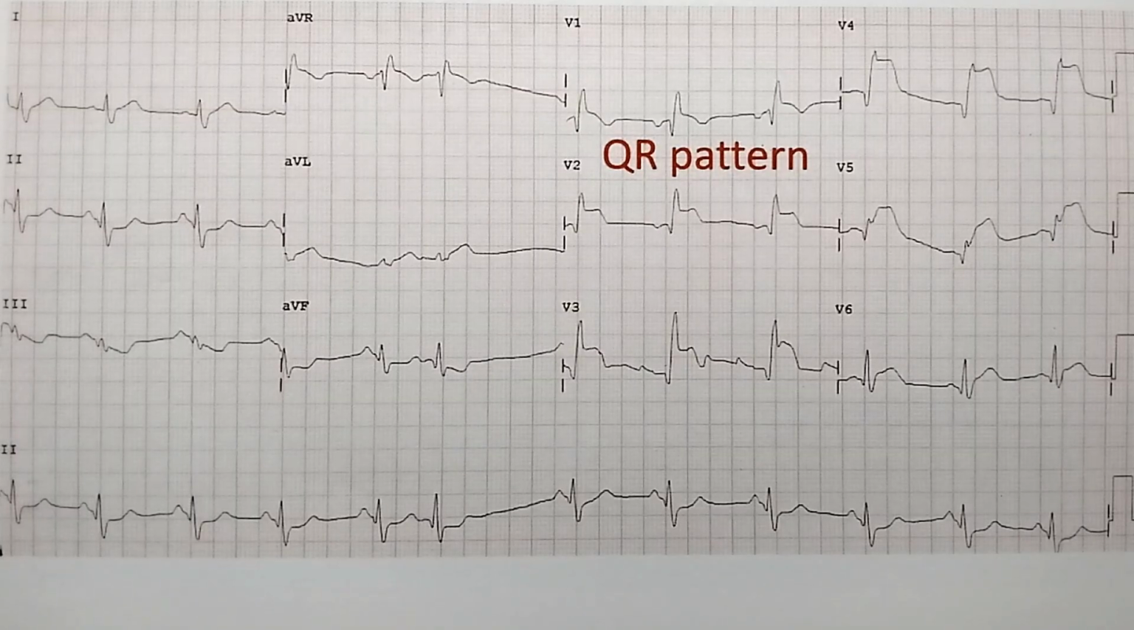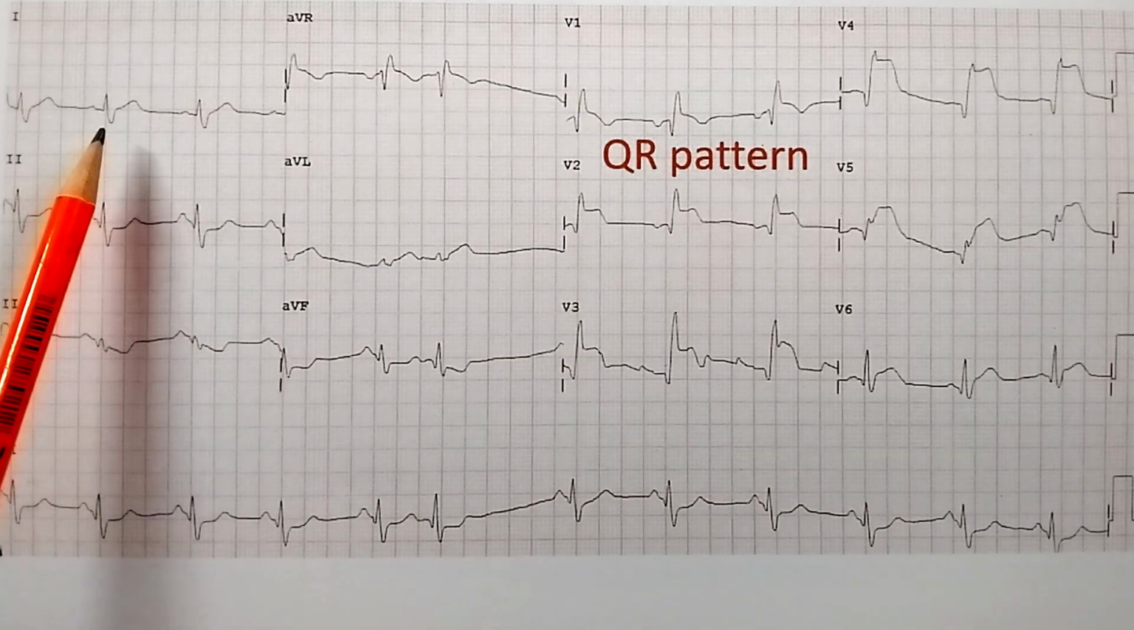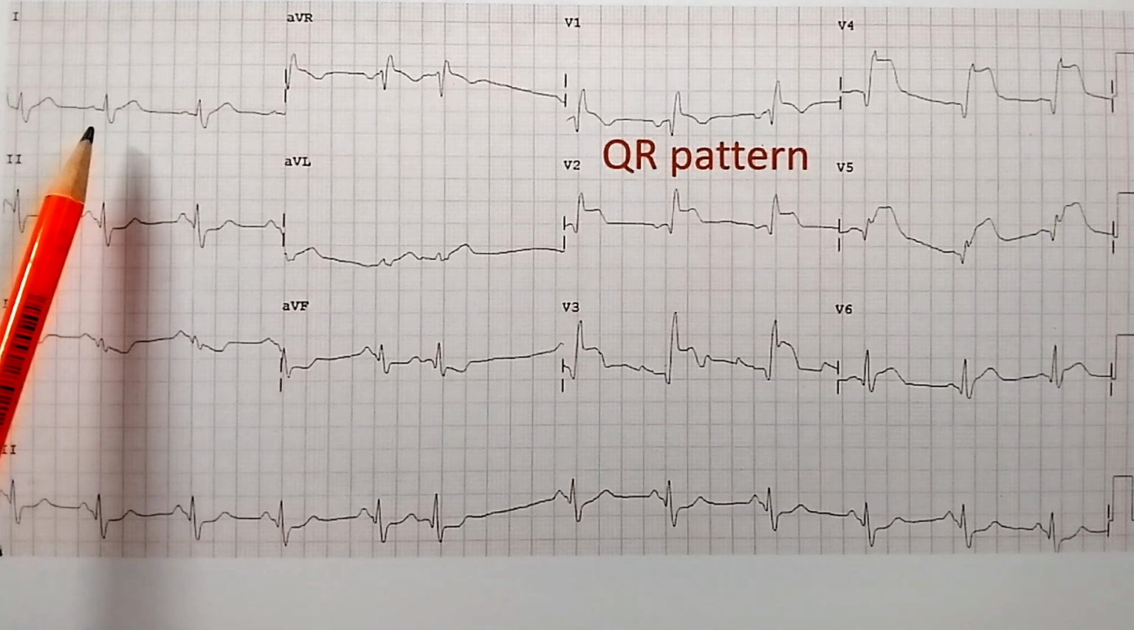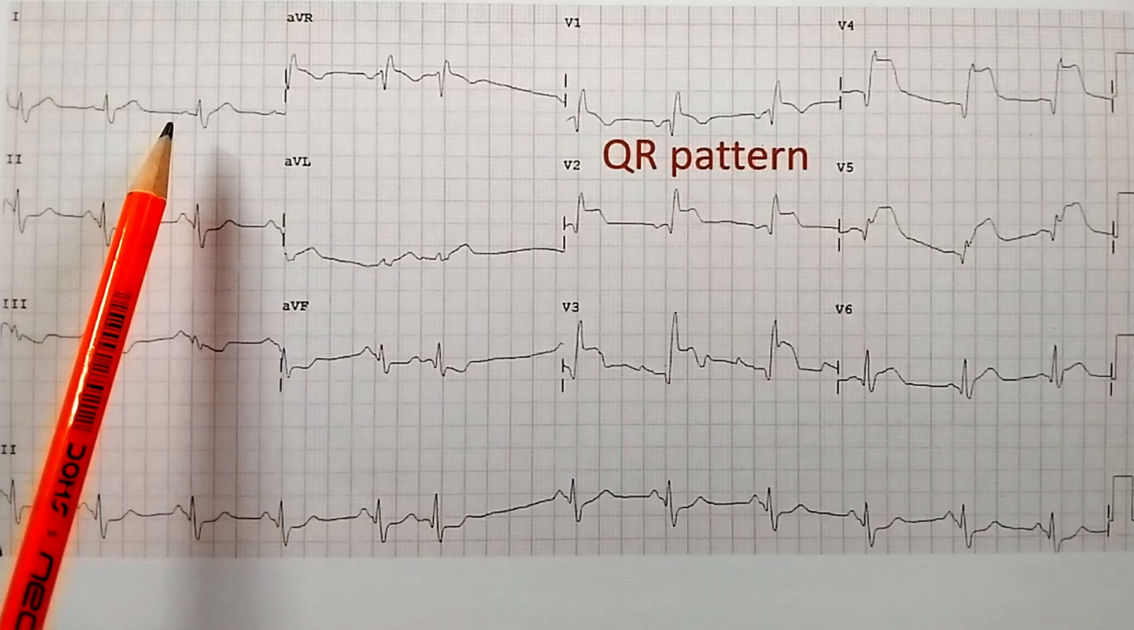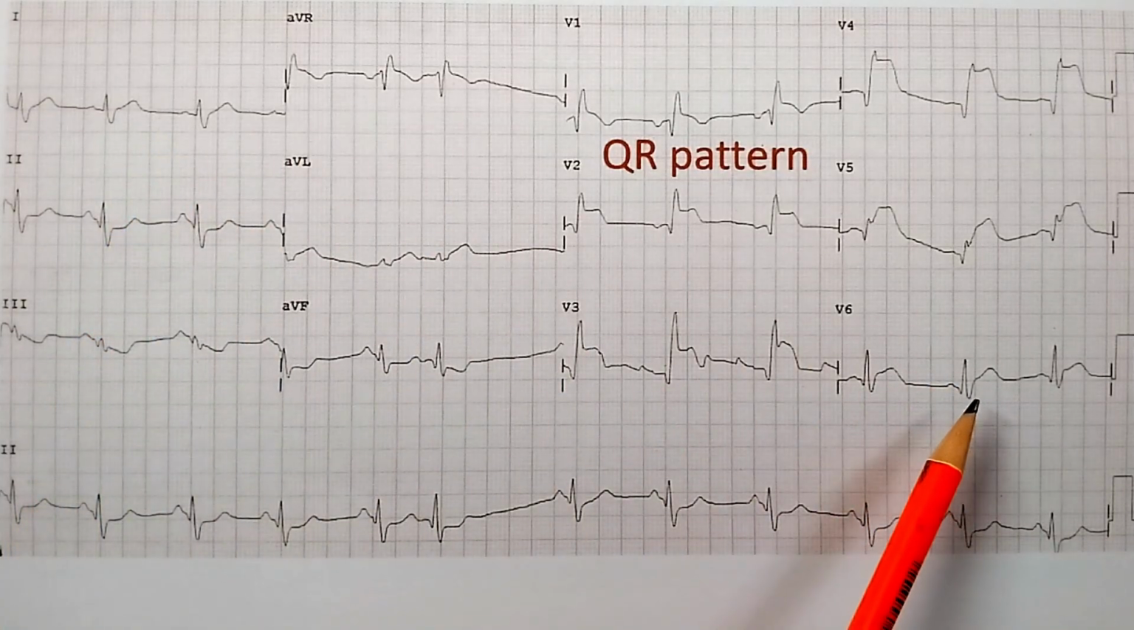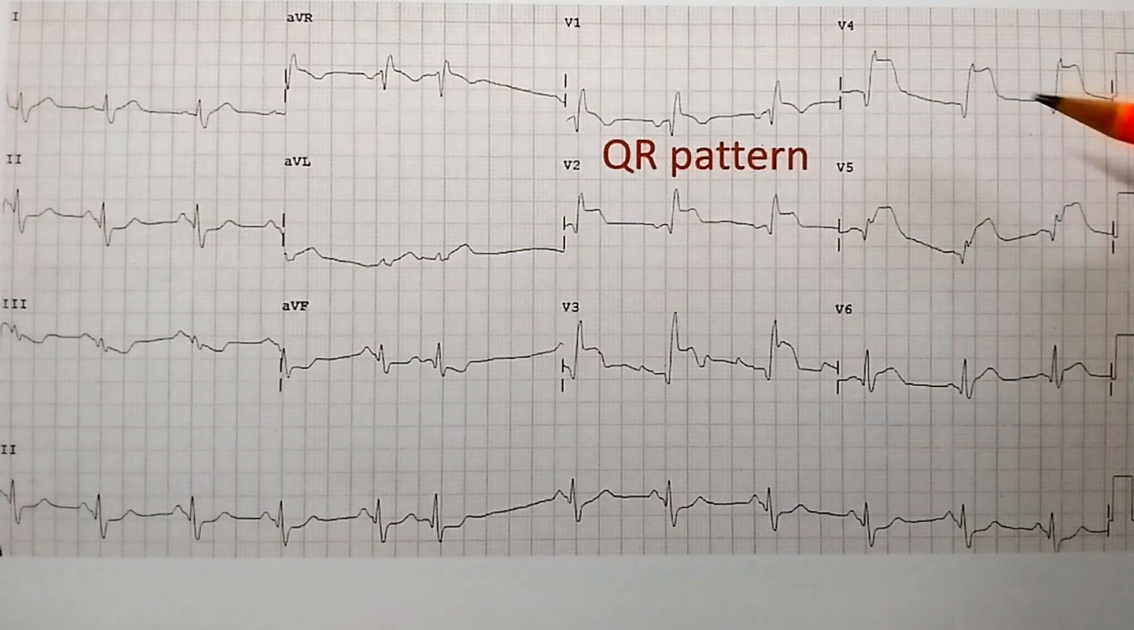right bundle branch block. The corresponding change you can see here, slurred S wave in lead 1, that is also part of right bundle branch block. The slurred S wave can also be seen in V6. So this is anterior wall infarction evolved because it is almost getting inverted, but it's probably not that evolved.